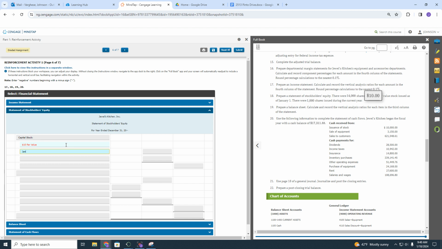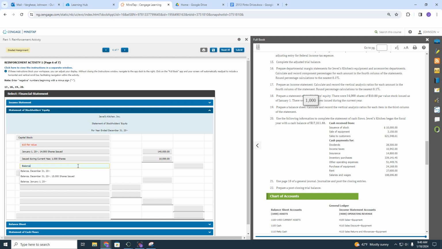And then on January the 1st, they're saying I had 14,000 shares issued. That's what this information is telling me. And so 14,000 times 10 would give me 140,000. And then during the current year, I issued 1,000 shares. They tell me that right there. So 1,000 shares at par value of 10, that would be 10,000 more. So then at the end of the year, I should have 15,000 shares issued for 150,000.